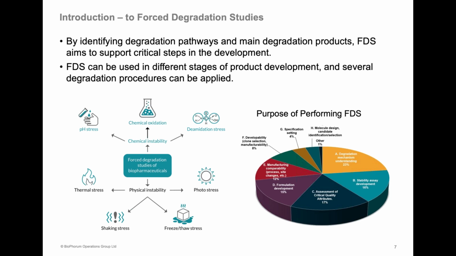Forced degradation studies help to identify degradation pathways and main degradation products, and this supports critical stages in development, and it's used at all stages in product development. You can see towards the bottom left of the slide, we aim to cover physical instability, and then just above that, you'll spot chemical instability, and we'll be covering that as well. The benchmarking survey highlighted the purpose of performing forced degradation studies: degradation mechanism understanding, stability assay development, assessment of critical quality attributes, formulation development, but also establishing comparability. And I'd now like to introduce Surinder, who will be covering thermal stress. Surinder, over to you.